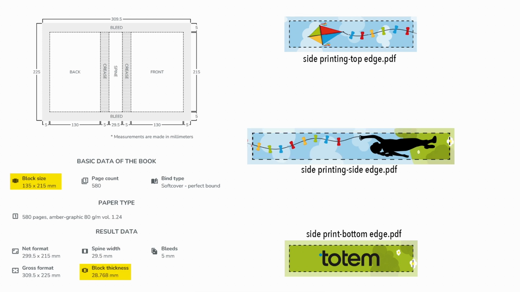The net print format of the bottom edge is the same as the top edge, that is, the base of the block is the print base, 135 millimeters. The thickness of the block is the print height, 28.7 millimeters, plus 2 millimeters bleed on each side. With our formats calculated, we can start designing.